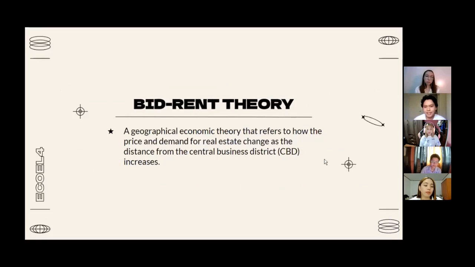This is an additional theory, which is the bid rent theory. It's actually the easiest to understand, in my opinion. This theory states that it is a geographical economics theory that refers to how the price of demand for real estate changes as the distance from the central business district increases. It states that different land users will compete with one another for land closest to the city center. It gives more emphasis on the direct relation between transport costs and land use intensity. Next slide.